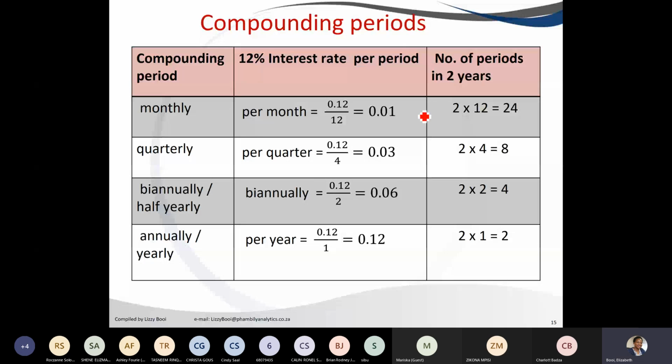When it comes to the term or the period, we have 2 years: monthly, 2 times 12, quarterly, 2 times 4, biannually, 2 times 2, yearly, it will be 2 times 1. If it's weekly, it will be 2 times 52, and so forth. So you need to know your compounding periods because you're going to be using them.